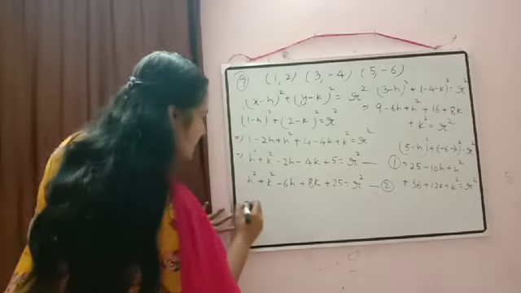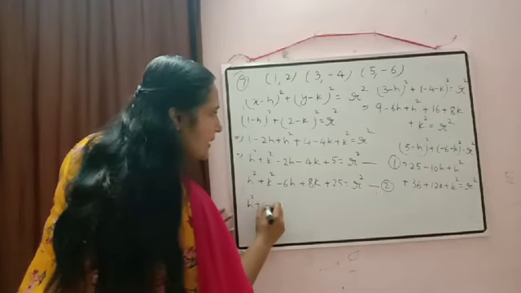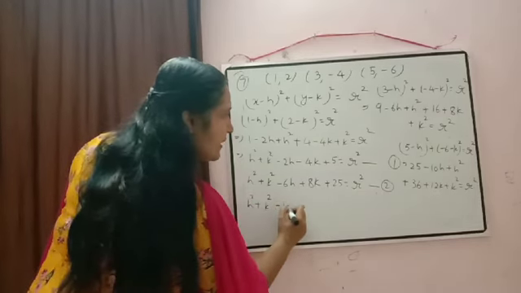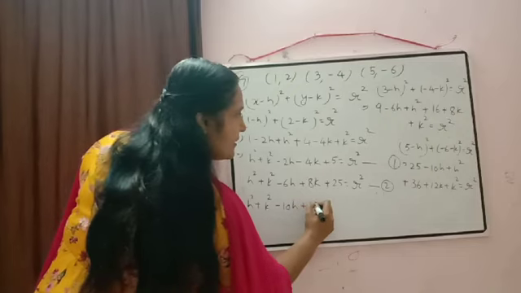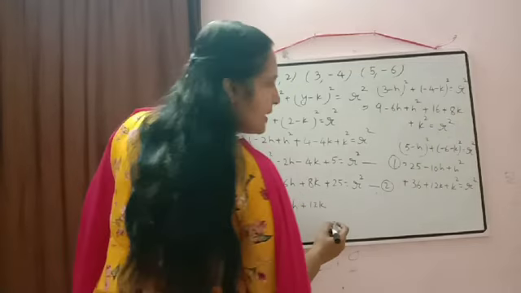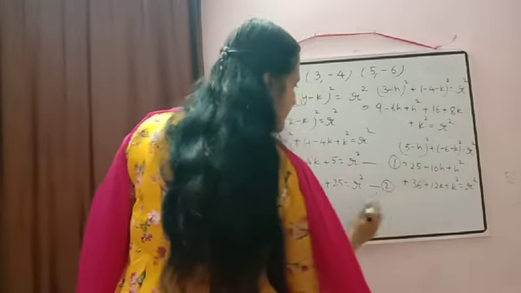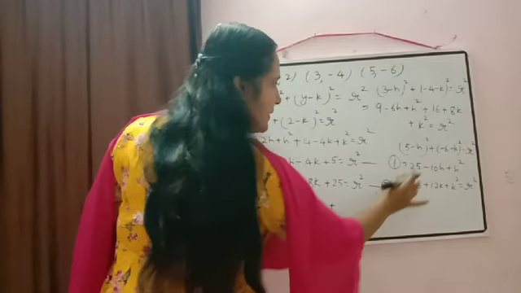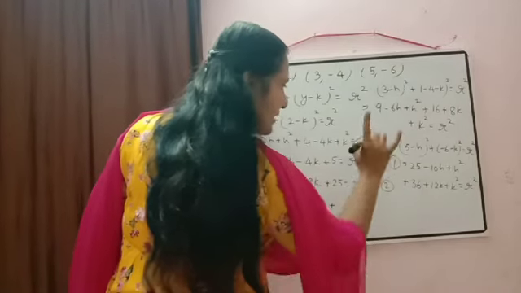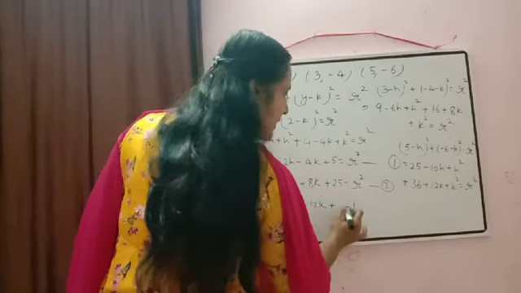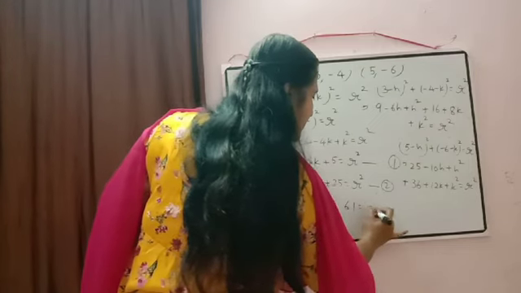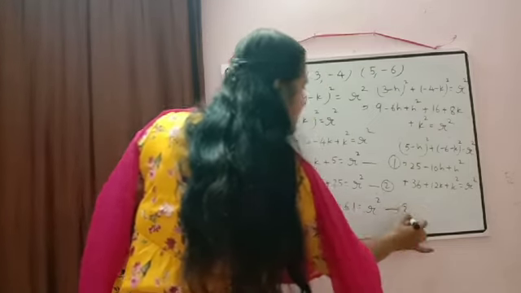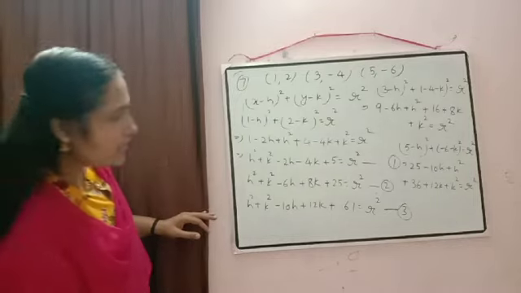So our third equation will be h square plus k square minus 10h plus 12k, then plus 25 plus 36. So that will be 6 plus 5 is 11, carry over 1, 3 plus 2 is 5, plus 1 is 6, is equal to r square. Equation number 3. So 3 equations we got. Now what we will do?